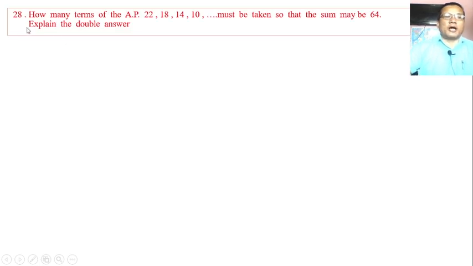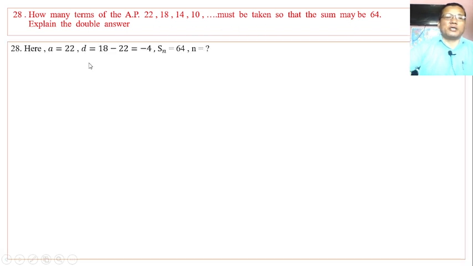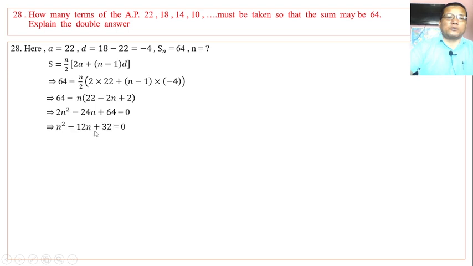For question number 28, how many terms of the AP must be taken so that the sum may be 64? Explain the double answer. Here A is 22, common difference is second term minus first term, that is minus 4. Sn, the sum of the first n terms, is 64, it is given. n is what? Using this formula and giving respective values, we have, factorizing this quantity, n equal to 4 or 7. The number of terms is either 4 or 7.